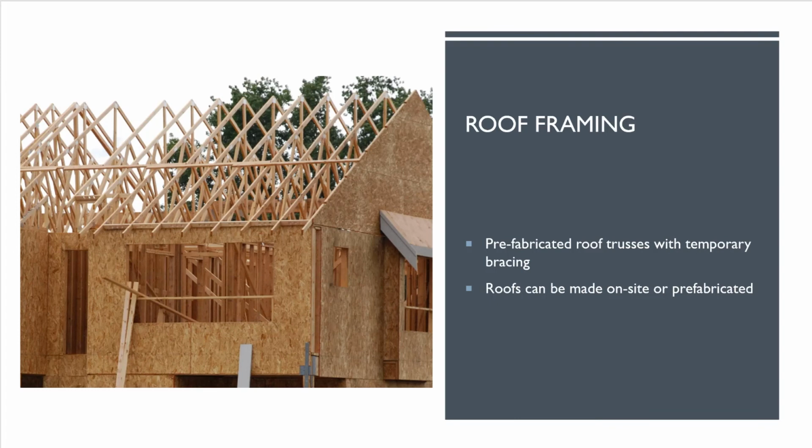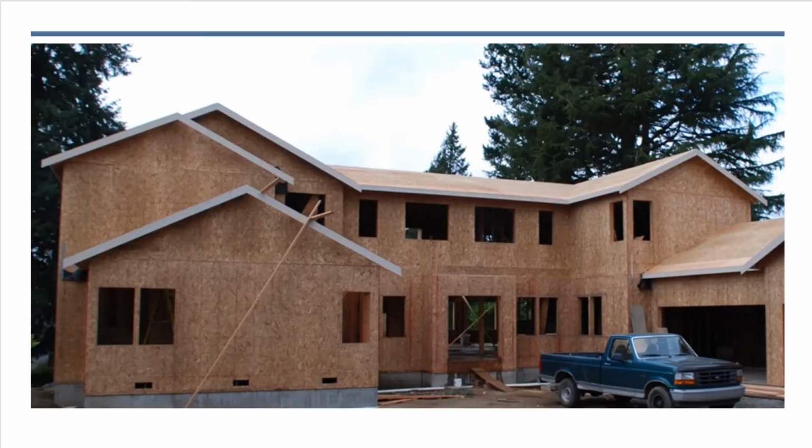So if you've ever been driving down US 1 and seen a large semi with a bunch of wooden triangles on the back, typically those are prefabricated roof trusses. And then finally, once my roof has been constructed, I can go ahead and apply exterior sheathing to the whole structure.